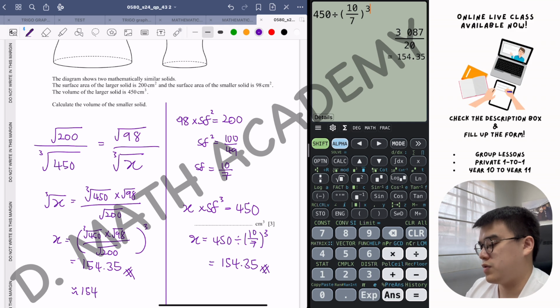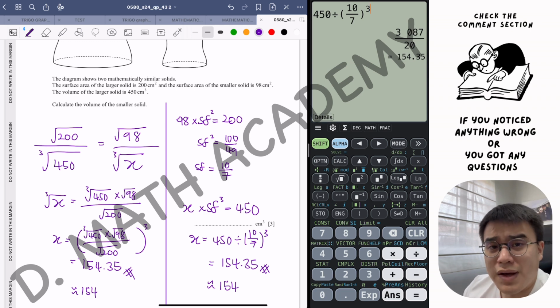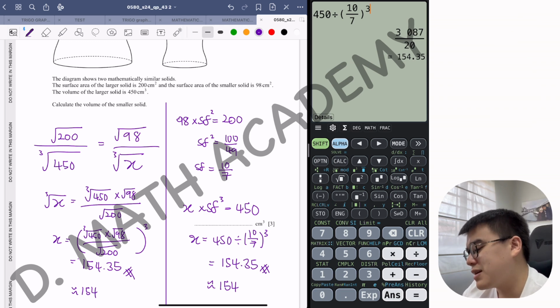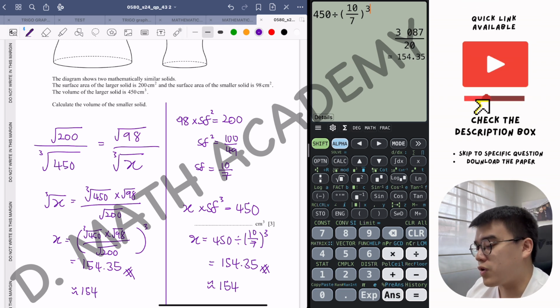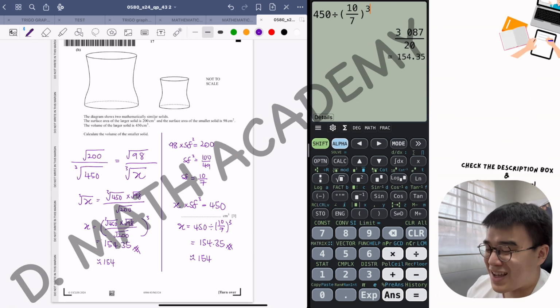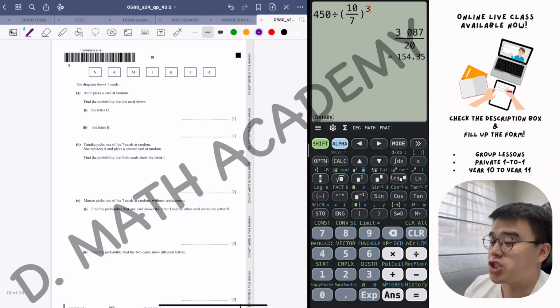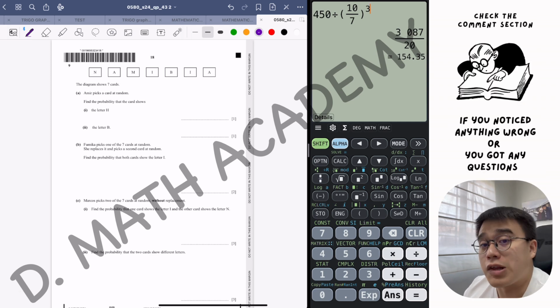154.35. So it's actually the same answer. Okay, you have to decide which one suits you best, but I personally think that there's no need for you to use the scale factor unless the question was designed to force you to do it. In general, I don't recommend using the scale factor method.